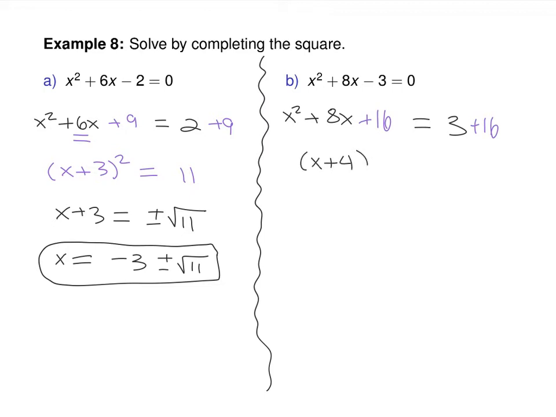And as long as you add the right number, it's always going to be something squared, right? Okay, and that will equal 19, right? Great. And then you square root both sides, and you get x plus 4 equals plus or minus root 19. And what's your final answer? Great.